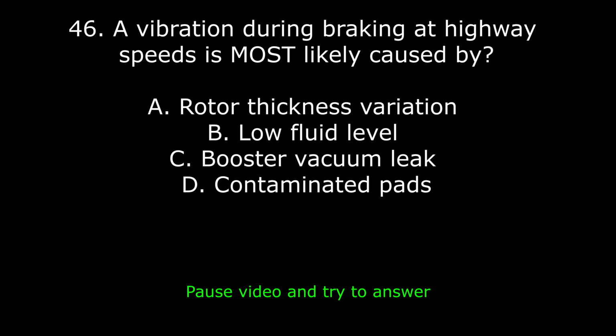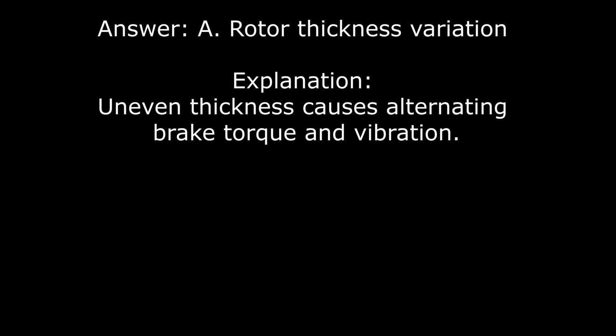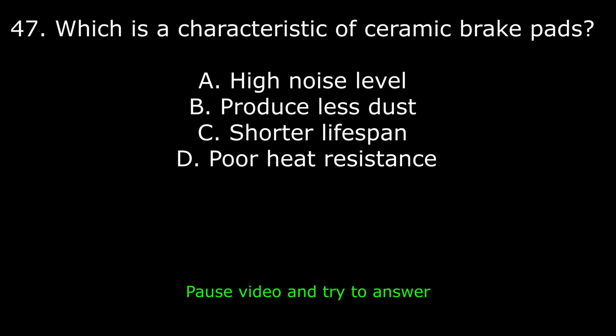46. A vibration during braking at highway speeds is most likely caused by: A. Rotor thickness variation, B. Low fluid level, C. Booster vacuum leak, D. Contaminated pads. Correct answer is A. Rotor thickness variation. Explanation: uneven thickness causes alternating brake torque and vibration.